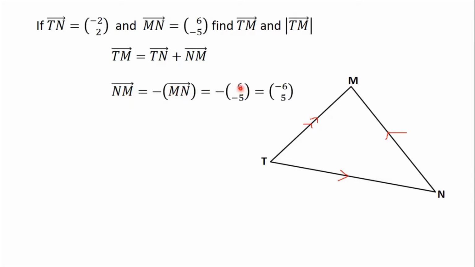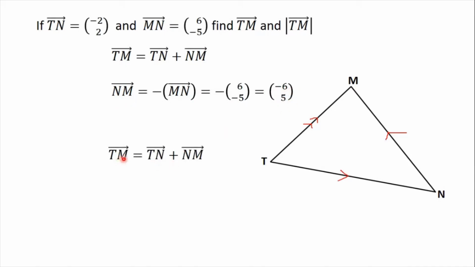MN is 6, minus 5. So if you want NM, you have to negate the x component and the y component of MN. And this will give us minus 6, 5. So the vector NM is equal to minus 6, 5.